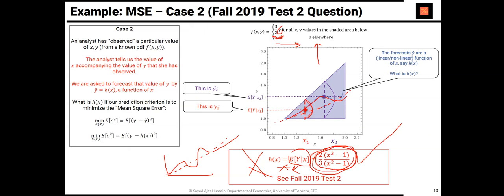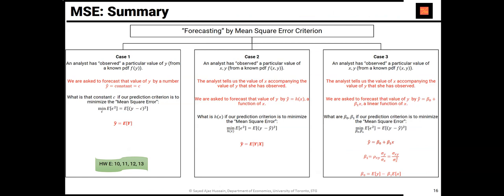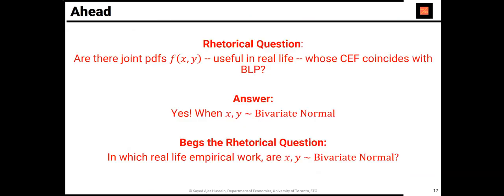Is there some way that you can take this joint distribution and play tricks on it so that in applied, empirical work, you're always working with conditional expectation functions that are linear, so that the BLP and CEF in those models would be the same? Here's how you do it. It's going to take a few steps. Here's your homework, as follows.